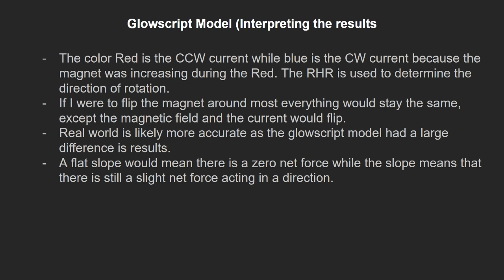Now interpreting the results, the color red is the counterclockwise current, while blue is the clockwise current, because the magnetic flux was increasing during the red, and this was determined using the right-hand rule. If I were to flip the magnet around, everything would stay the same except the magnetic field and the current would flip, and the magnet would still be repelled upward.